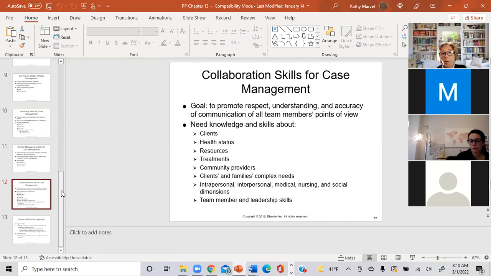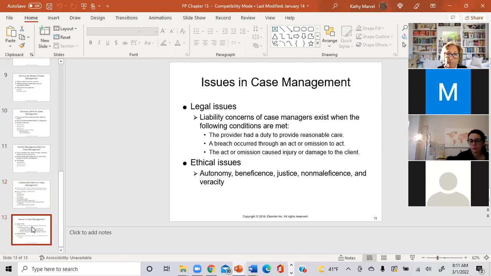Right, the collaboration skills that you need for case management. The ultimate goal is to promote respect, understanding, and accuracy of communication of all team members. Everybody needs to know about the clients, their health status, what the resources are, the treatments, community providers. Everybody has to have this knowledge to participate on the case management team, and it's usually the nurse who is the leader of that team and coordinating all of the care.